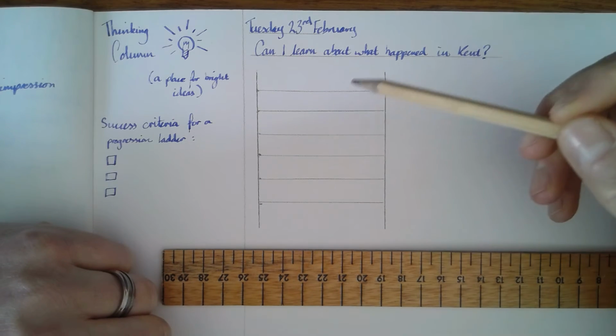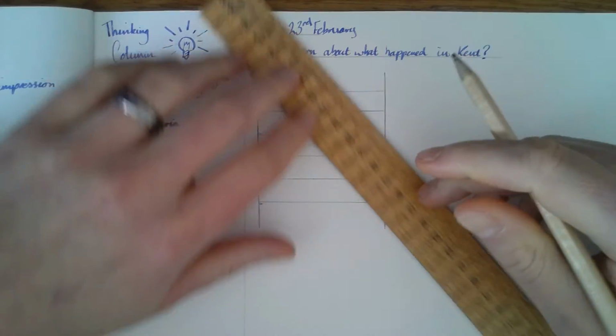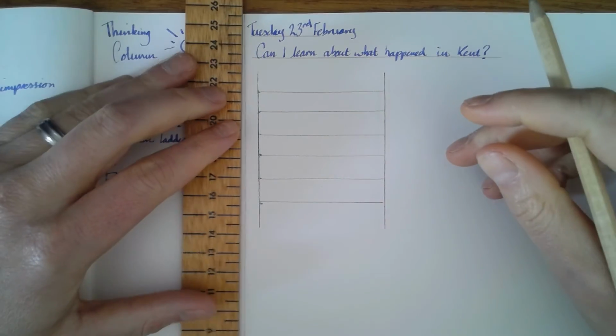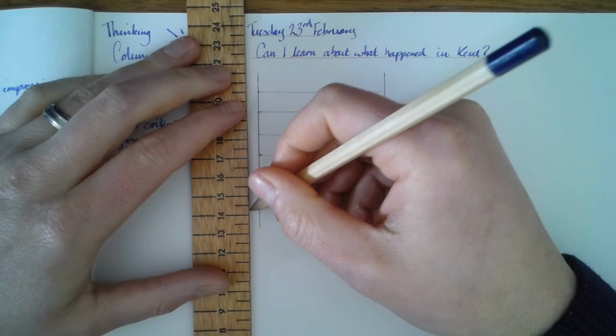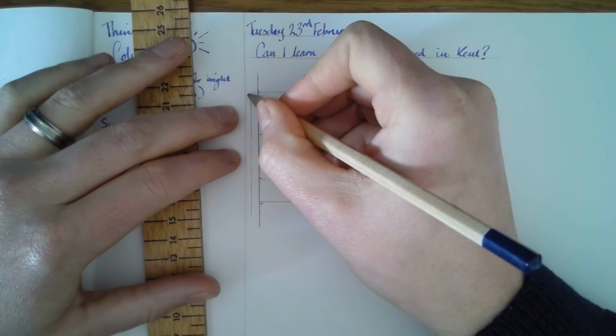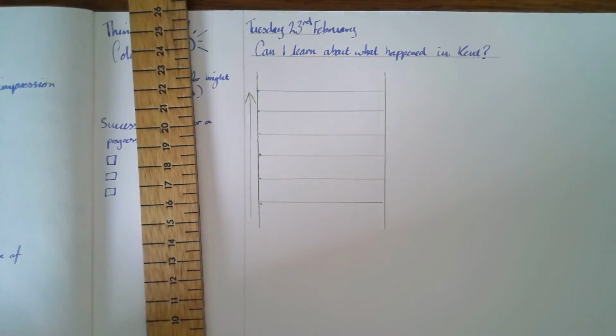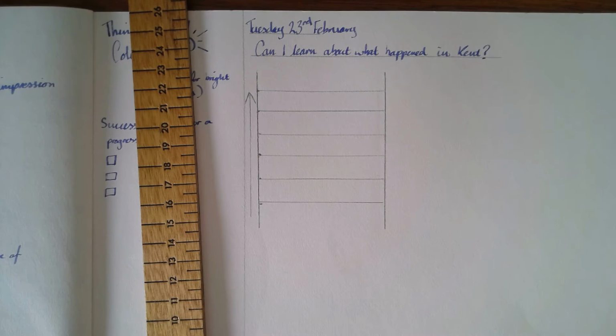I'm not writing a huge amount in each bit of the ladder, but essentially it's how I'm tracking my progress in understanding up the ladder. So what I might do is I might just pop a little arrow in there with my upwards trajectory on that. Okay. Then what I need to do is I just need to put in the way this works.